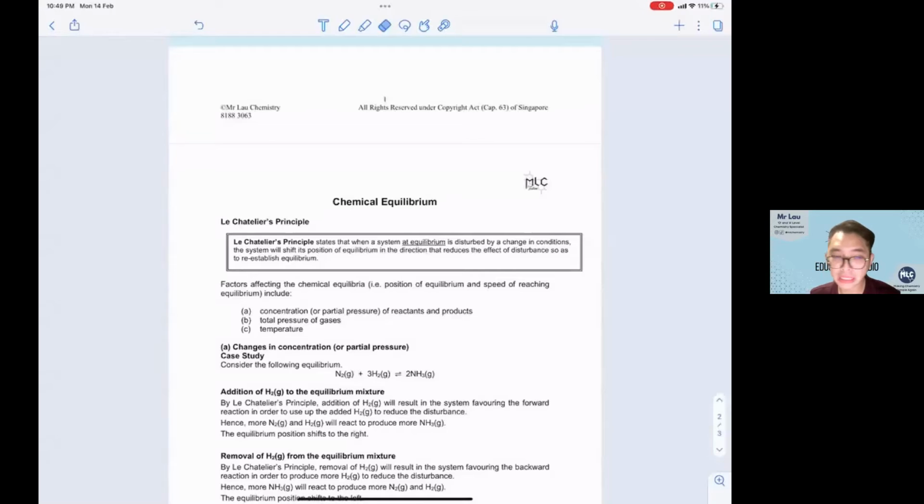Okay, today we'll be looking at chemical equilibrium and Le Chatelier's principle. Le Chatelier's principle states that whenever there's a disturbance to the equilibrium, the position of equilibrium will shift in such a way as to minimize the disturbance. So let me give you a very quick example.